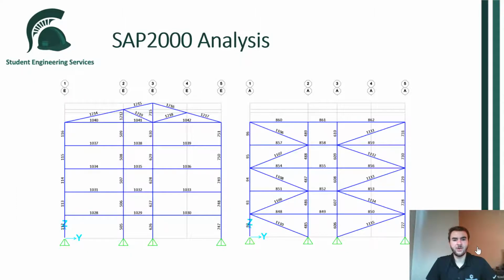This slide shows diagrams of the transverse direction. The one on the left is a representation of the interior transverse frame, and the one on the right is an exterior transverse frame, and this would be similar between both the northern and southern building.